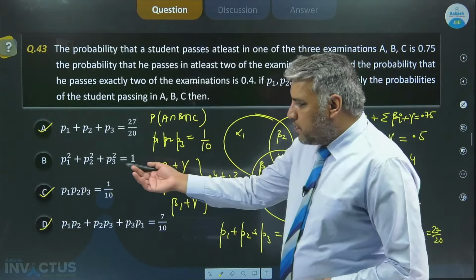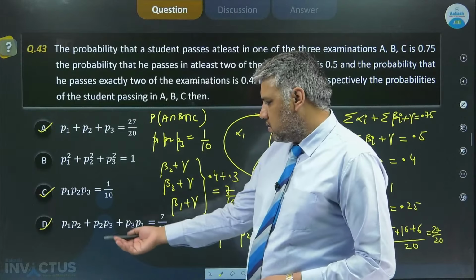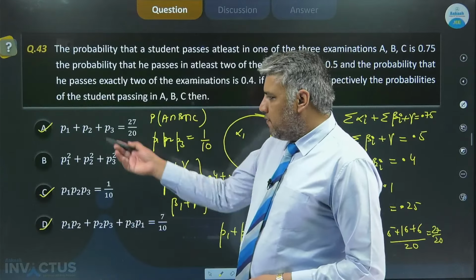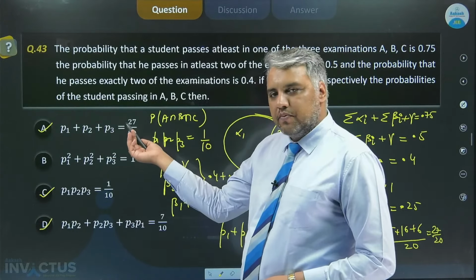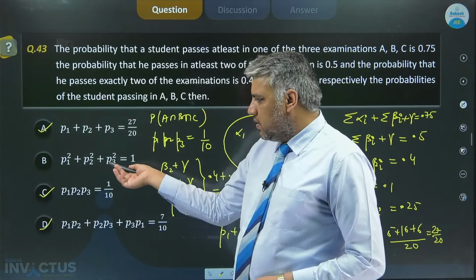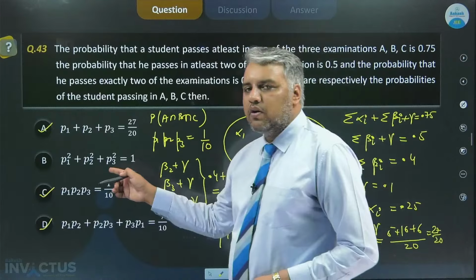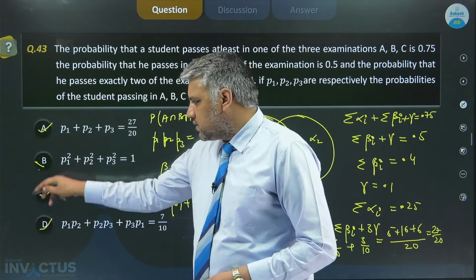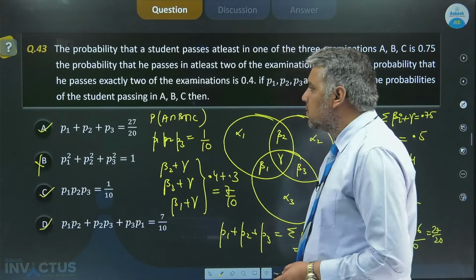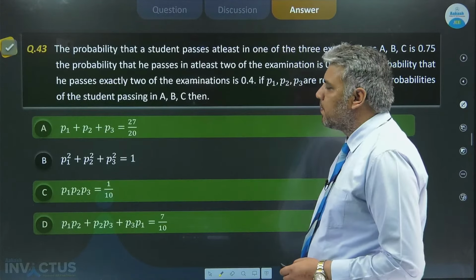Now if you want to comment on P1 square plus P2 square plus P3 square, obviously we know the sum of Pi's and the sum of the product of Pi's taken 2 at a time. So if you square this expression on both sides, on the left hand side P1 square plus P2 square plus P3 square will be there, plus 2 times this will be there. So if you check the calculation, this will not be equal to 1. So this is an incorrect option. You can calculate it easily using (A plus B plus C) whole square. So let's move to the answers. Here it's A, C and D.